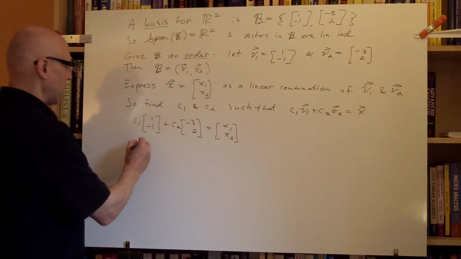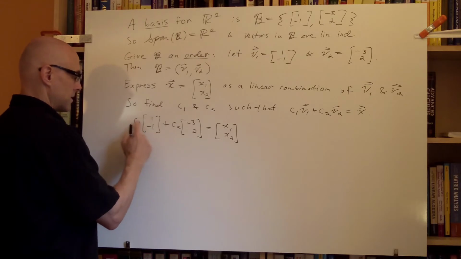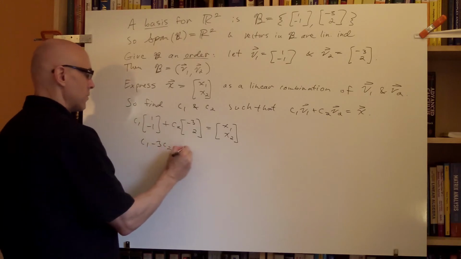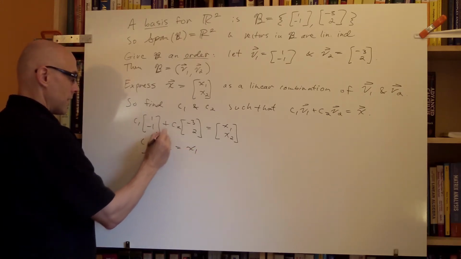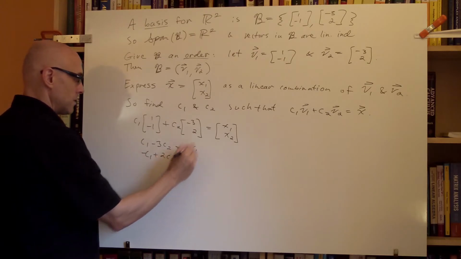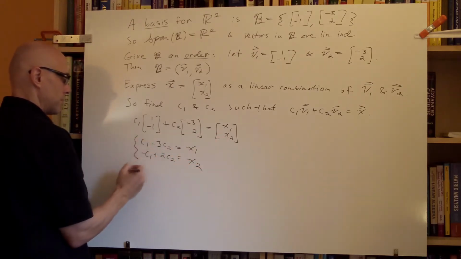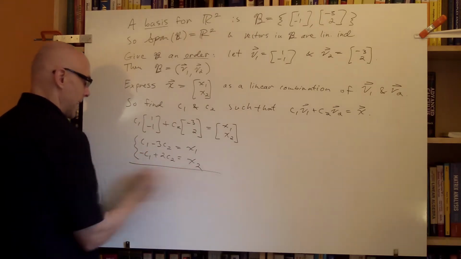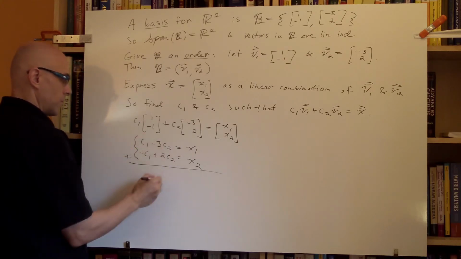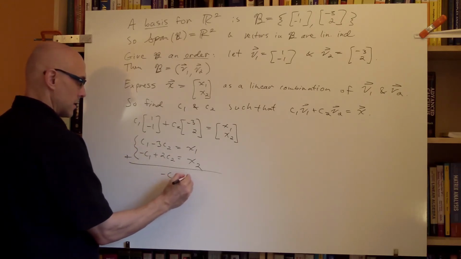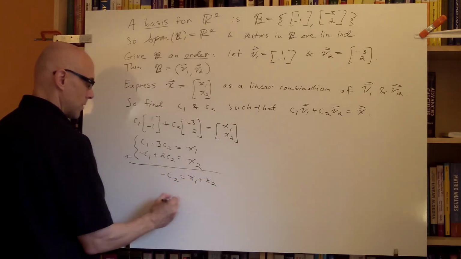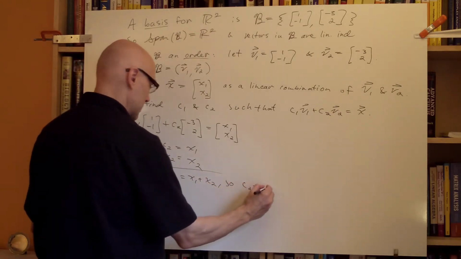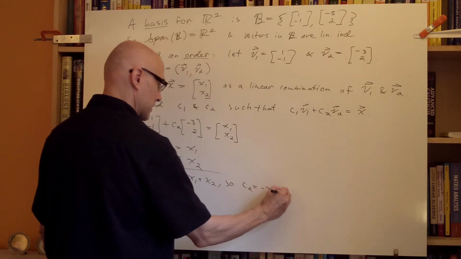Okay, so we got a system: C1 minus 3 times C2 equals x1, and negative C1 plus 2C2 is equal to x2. That's a system. Now, if you add these equations, you get negative C2 is x1 plus x2, so C2 is negative x1 minus x2.